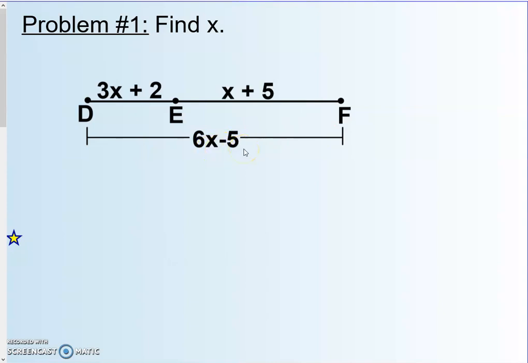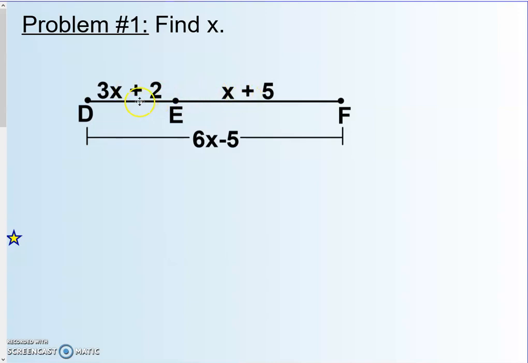So when you look at that, you ought to be able to come up with an equation relating these three measurements to each other. Is there any evidence that this 3x plus 2 should equal this x plus 5? And the answer there is no. There's no evidence at all that those should be equal. There's no indication that these are equal segments.